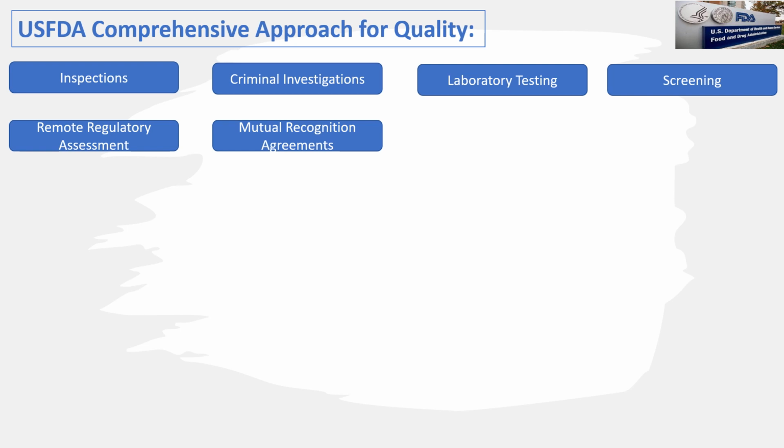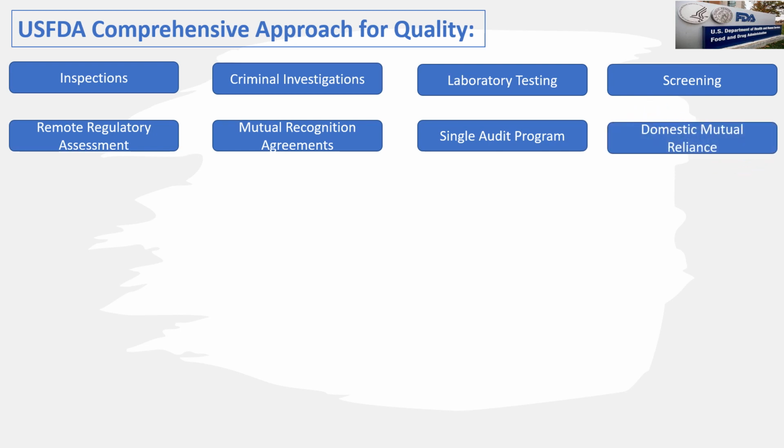So there's a mutual agreement between different authorities of Europe and US FDA where they accept the investigations and other documentation of each other. Then there is the single audit program, which is specifically related to medical devices. So one audit is conducted which is accepted across the globe. And there is domestic mutual reliance, where different programs are run by the US FDA with the local firms to ensure proper filing and proper approval process.